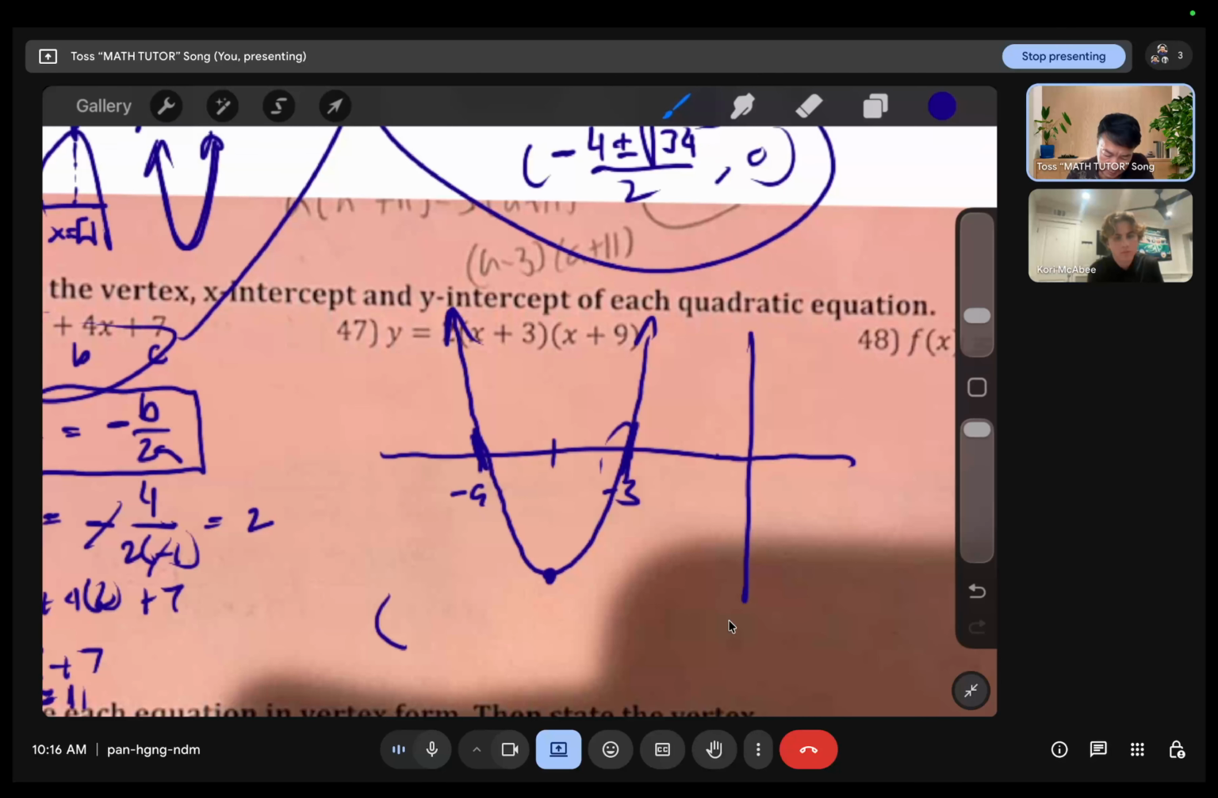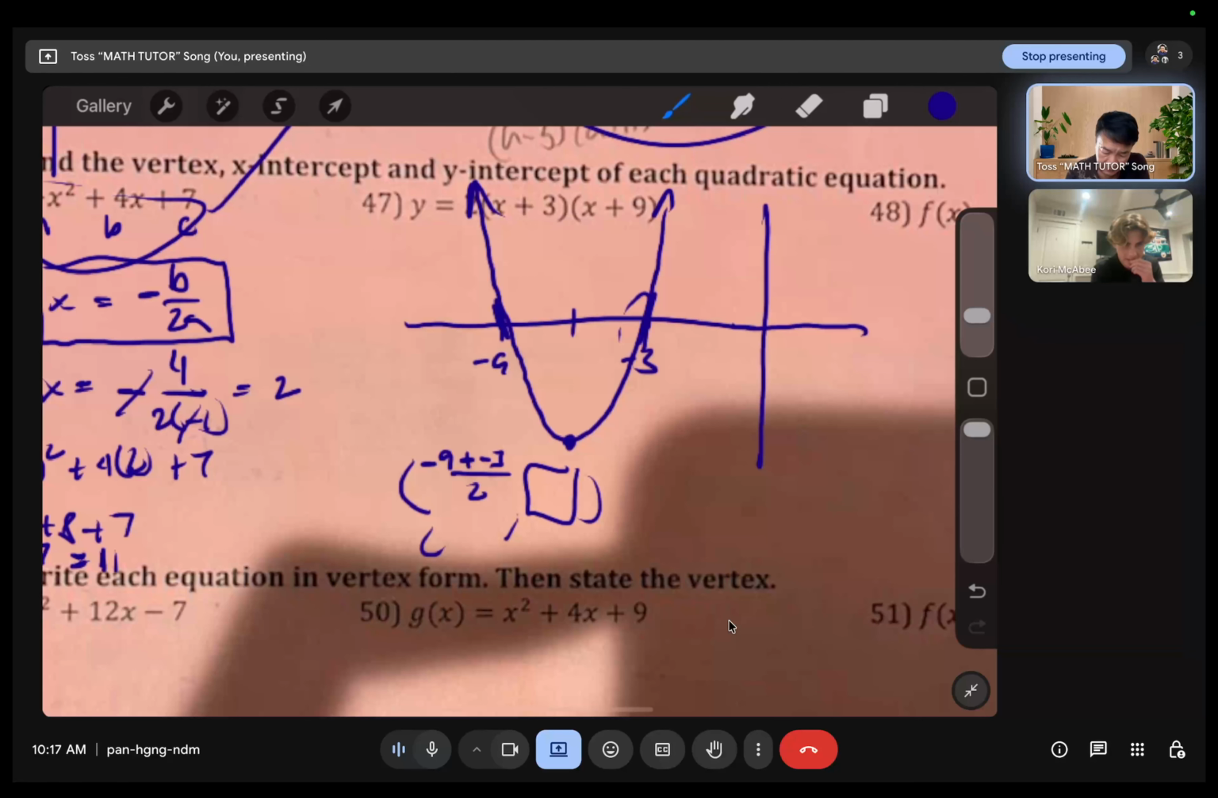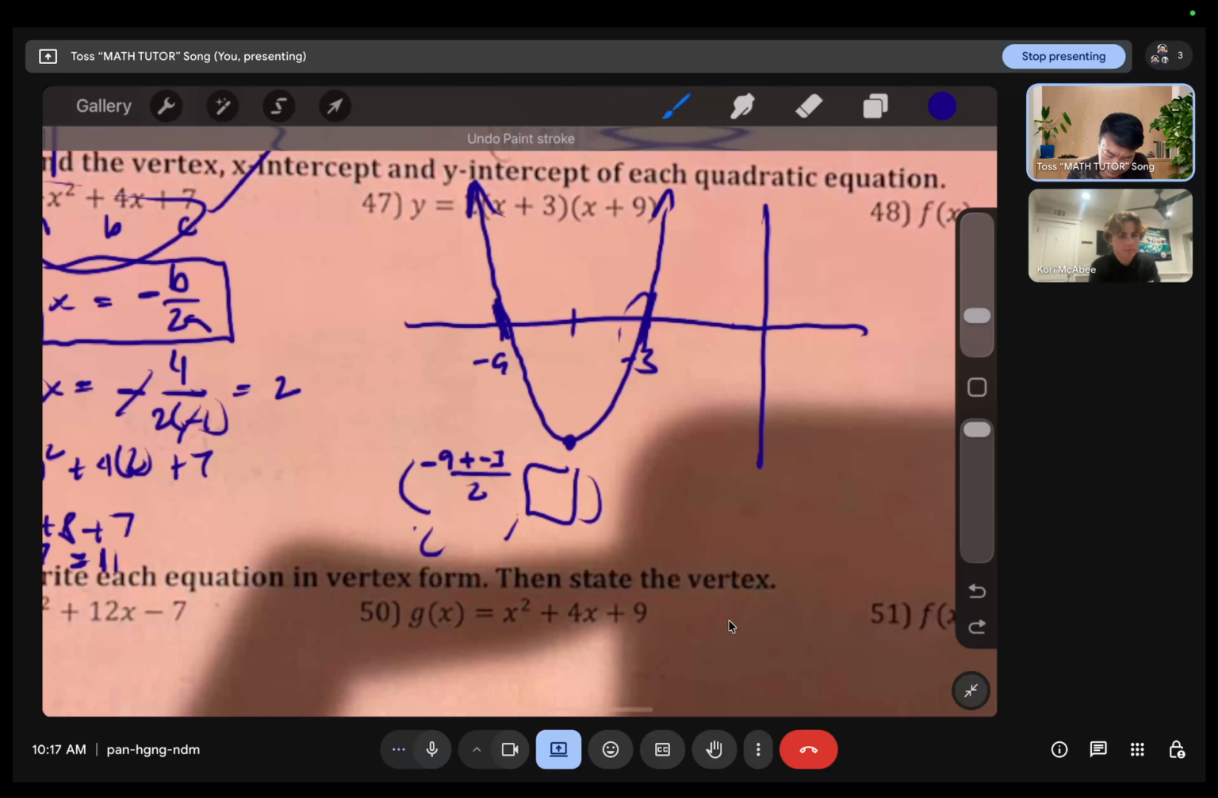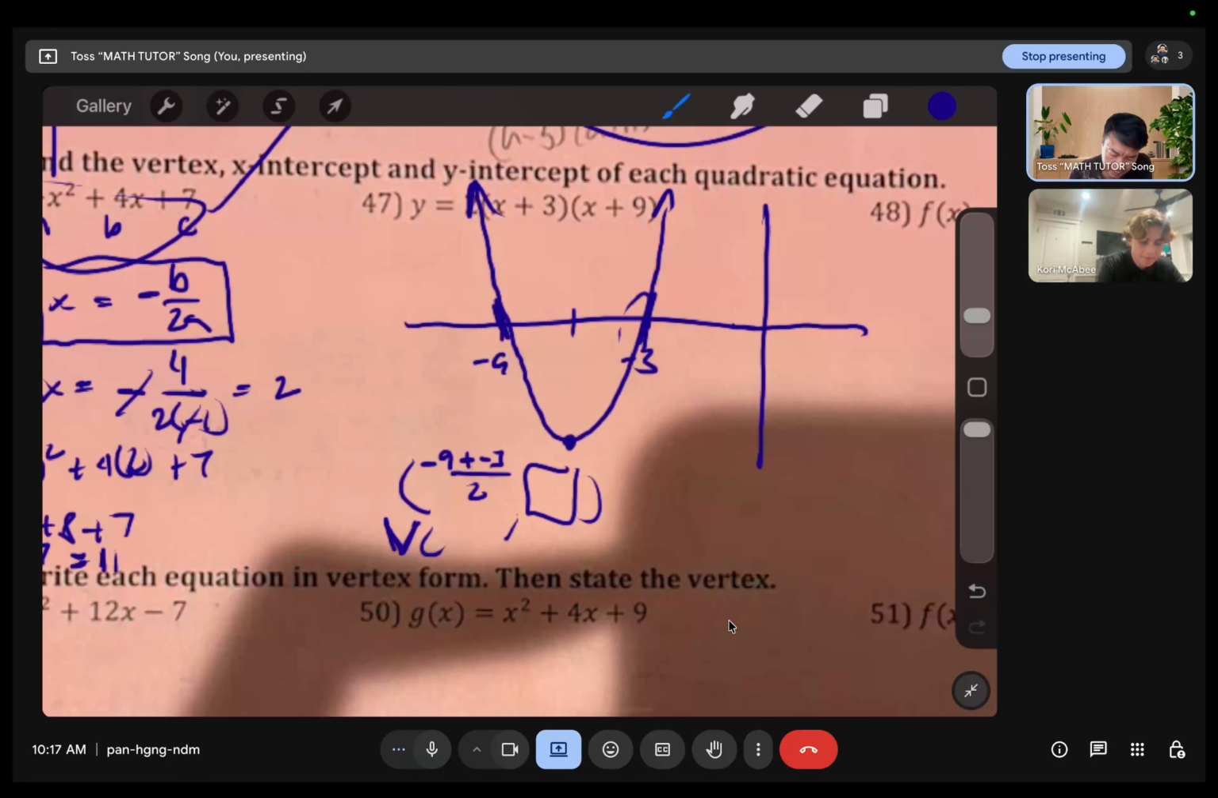I'll even show you the math here. We don't know the y. We'll solve for the y, but the x coordinate math is simple. It's -9, it doesn't matter which one first, plus -3 divided by 2. You average it, and then you solve for y. So this is the vertex. I'll put V for vertex here. V parenthesis x comma y. In higher math, they notate it that way. So what is that? -12 divided by 2, -7.